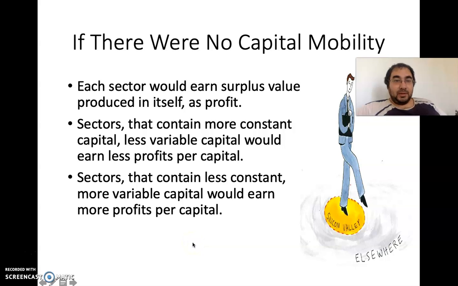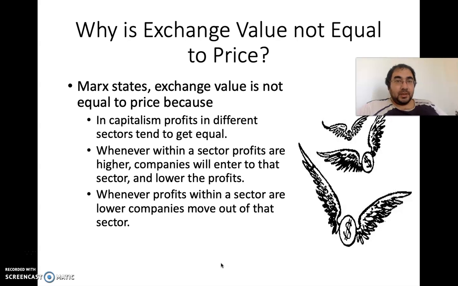So surplus value earned in one sector will be the profit of that sector. Sectors that have more constant capital and less variable capital will have less profit. Why? Because profit is created by the variable capital. So if the exploitation rate is 100%, the amount of surplus value will be equal to the amount of variable capital in that case. We will see that in more detail in a minute. Sectors that contain less constant capital will earn more profits in that case.